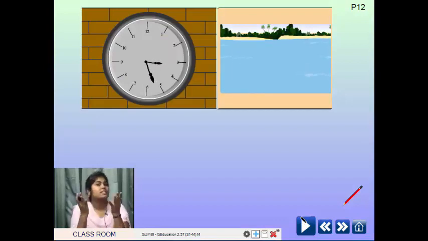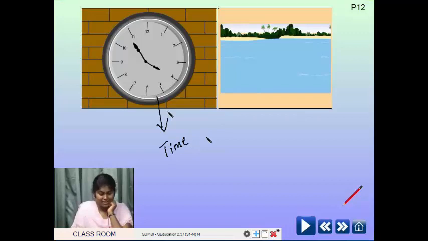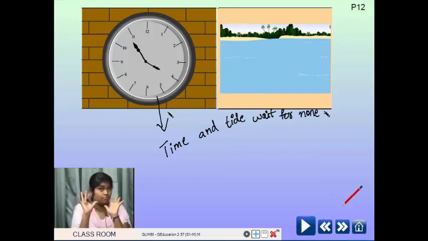Okay. What about the second proverb? Come on, children. What was the second proverb? Read it out. You've written it down now. Time. Yes. Okay, time. And what is the second picture? There was a new word. Tide. Very good. Time and tide. Wait for none. Okay, so time and tide wait for none.